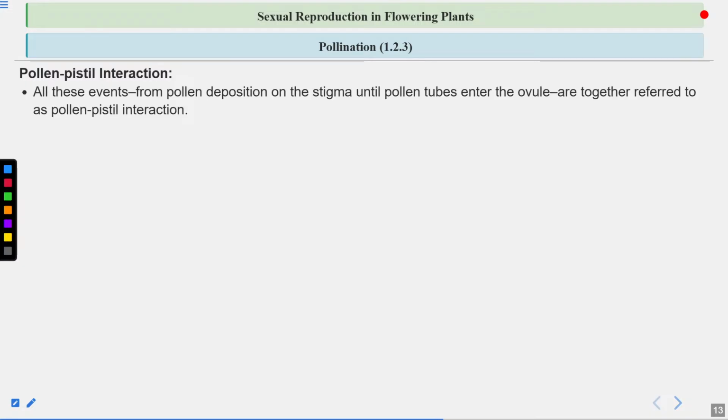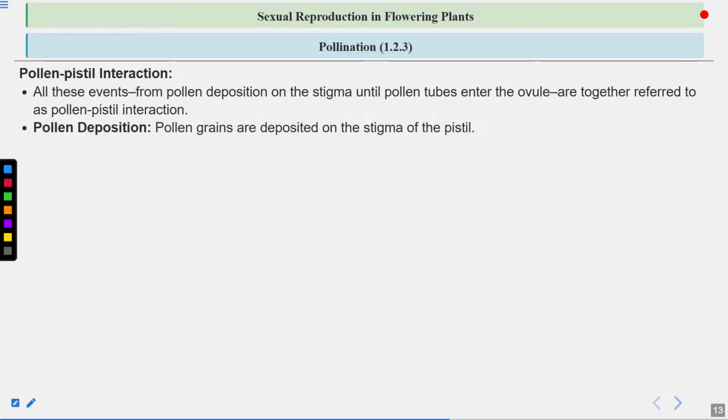So all these events from the pollen deposition on the stigma until the pollen tubes enter the ovule are together referred to as pollen-pistil interaction. So from where to where? Why have we discussed so much about pollen tube germination, pollen tube emergence in the stigma, in the style, in the ovary, and then entering inside the embryo sac? Because till here it is part of the pollen-pistil interaction, right?